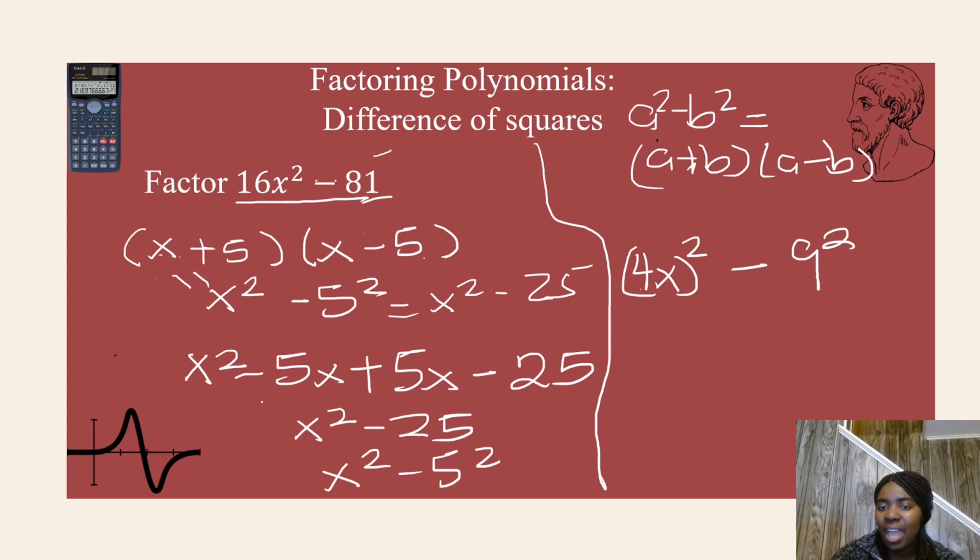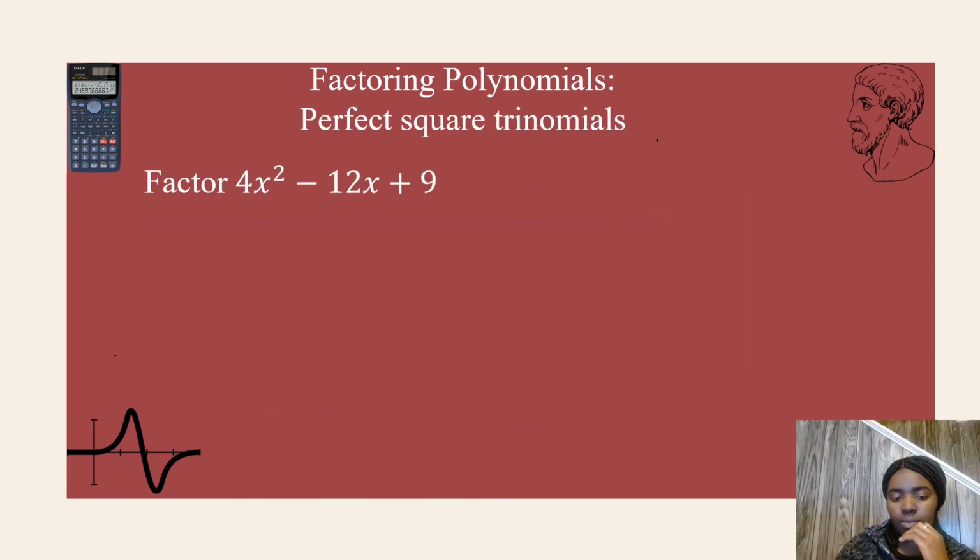Okay, so if I have this, I have a squared minus b squared. My a is 4x and my b is 9. And so the factored form is just easily a plus b, so 4x plus 9, and then a minus b, 4x minus 9. And that's the final answer here, okay? 4x plus 9, 4x minus 9. So there's another special case of multiplying binomials where you square the binomial.